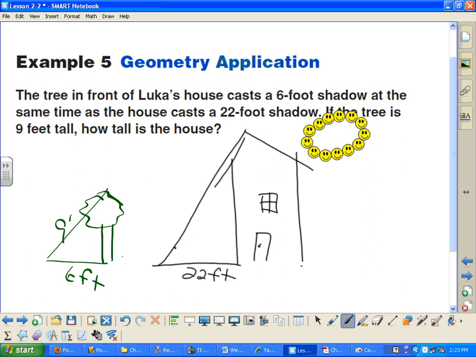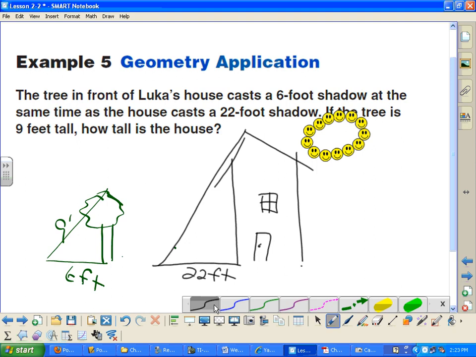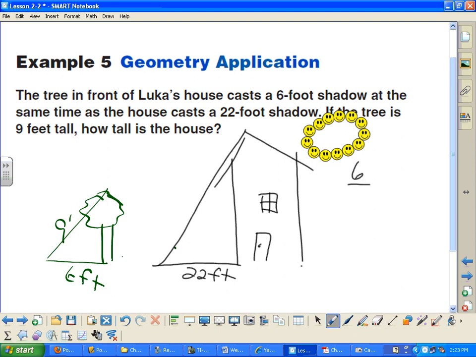All right. So we have similar triangles, right? So we have the shadow for the tree, which is 6 feet, over the shadow for the house, which is 22 feet, is equal to the height of the tree versus the height of the house. All right? So we just set up a proportion, and then we can cross multiply, and we get what, Jesse? 33. All right, so the house is 33 feet tall.